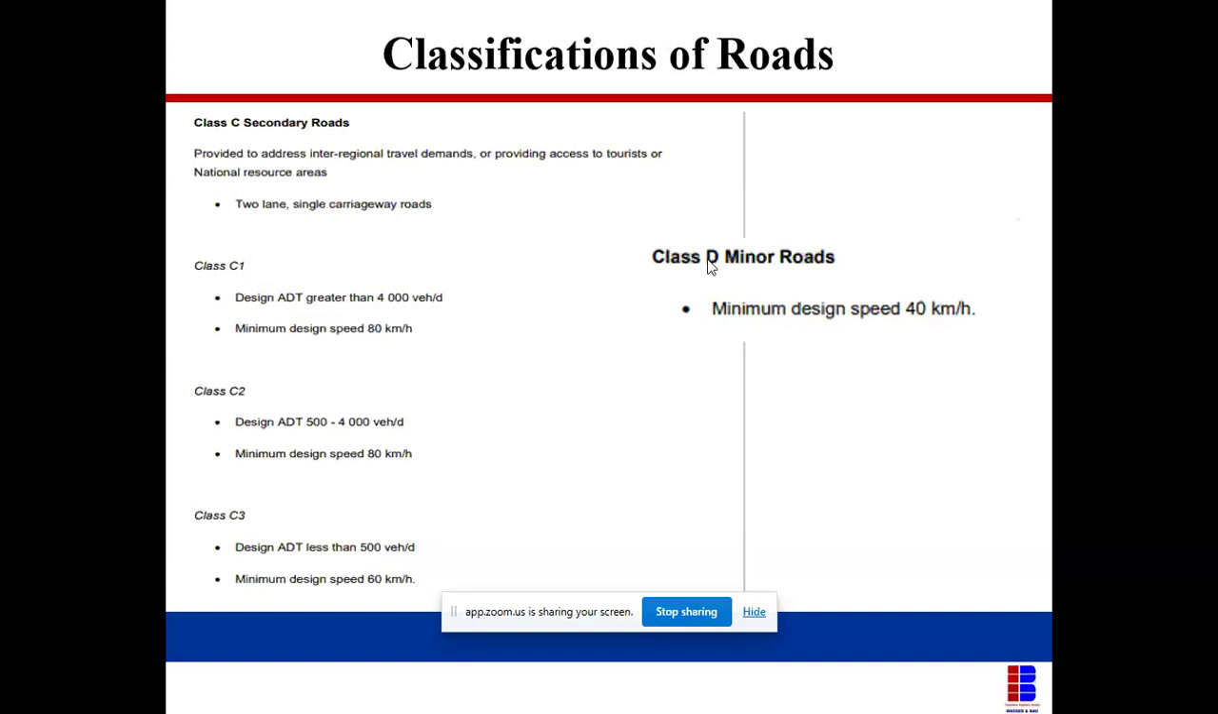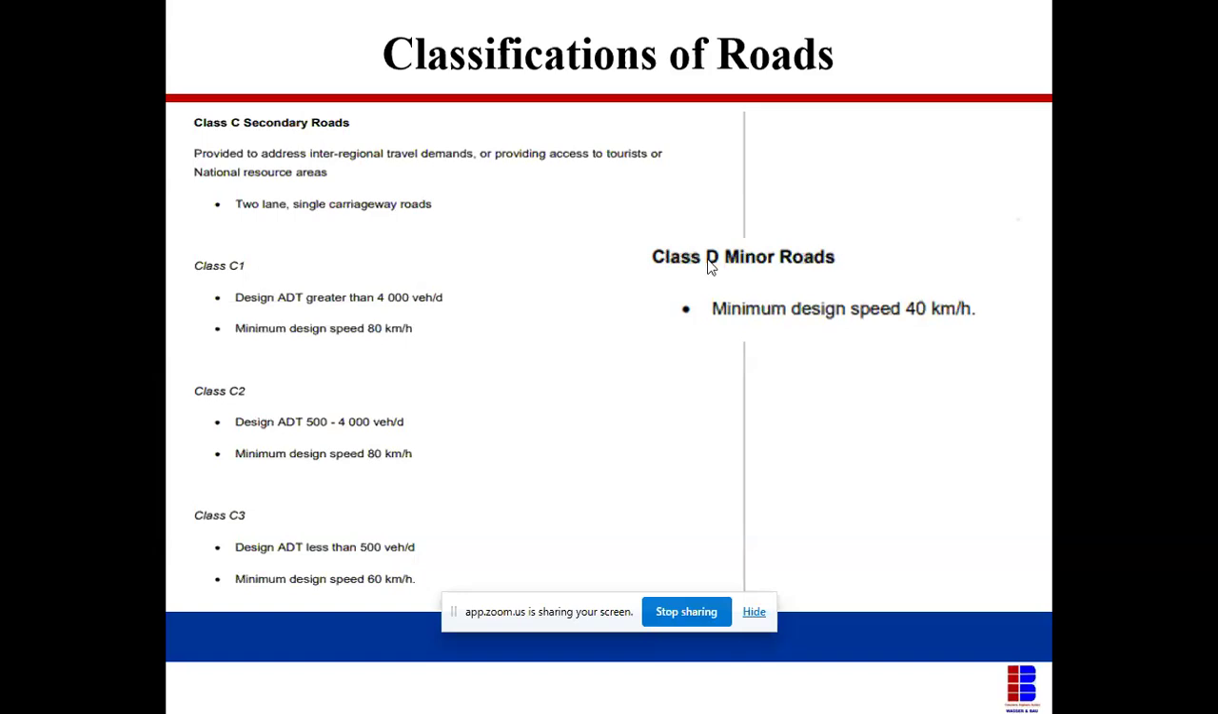So this design speed for a class A road, which is a federal road, if I'm designing for a class A road, my design speed, I should assume, is 100 kilometers per hour. For class B, which is state road, those ones should be 80 kilometers per hour. Then for class C, which is also a rural road, design speed maximum 60 kilometers per hour.